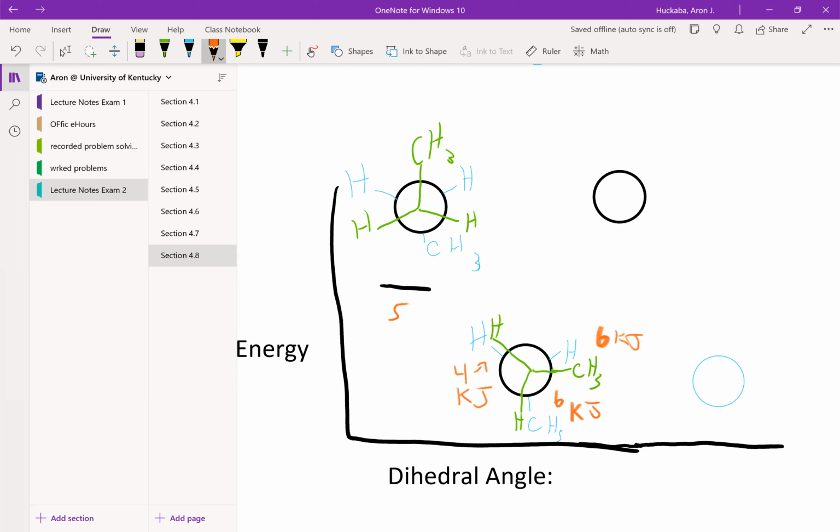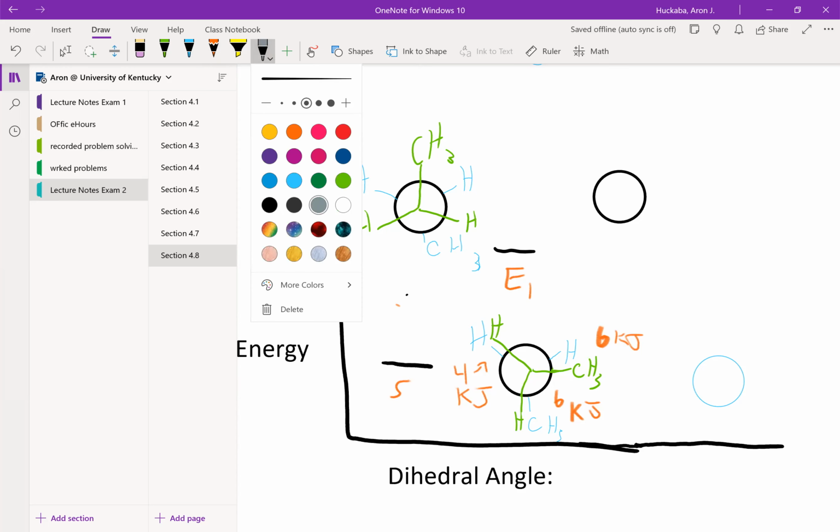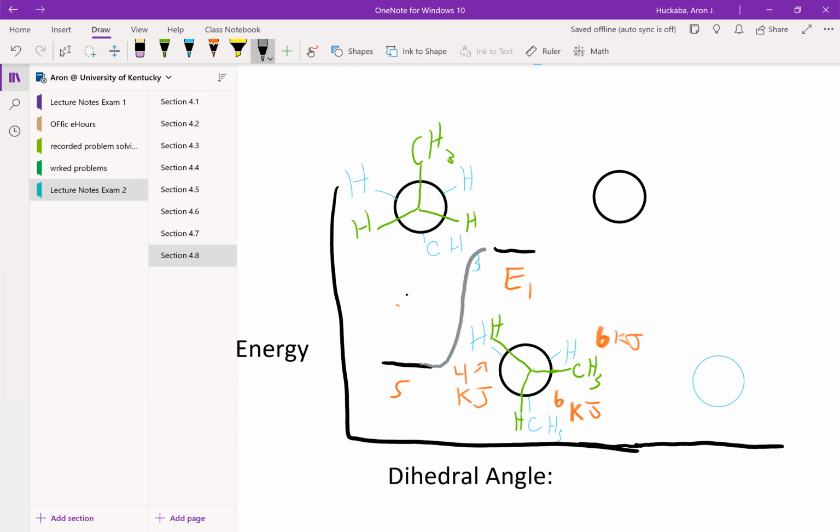And that means that we are going to have a much higher energy for this eclipsed conformation. We'll put it here. This should be eclipsed. We'll call it eclipsed 1. All right. And we can draw a line going up to it. All right. So that was our eclipsed conformation.